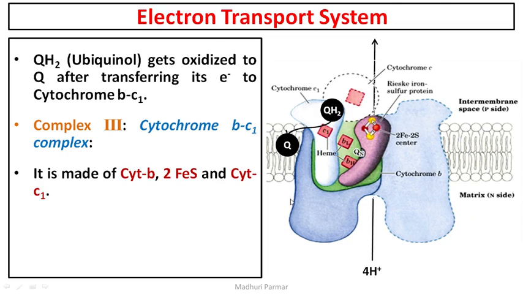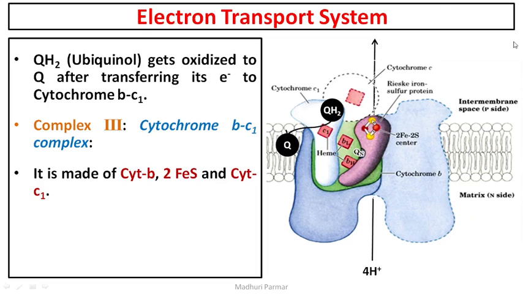It looks like this. It has two parts which are the same as each other, on the left and on the right. Here you can see these are the heme groups, cytochrome B and cytochrome C1. Apart from that, it also has an iron sulfur cluster, so FeS is shown here. So two cytochromes, cytochrome B and cytochrome C1, and two iron sulfur clusters.